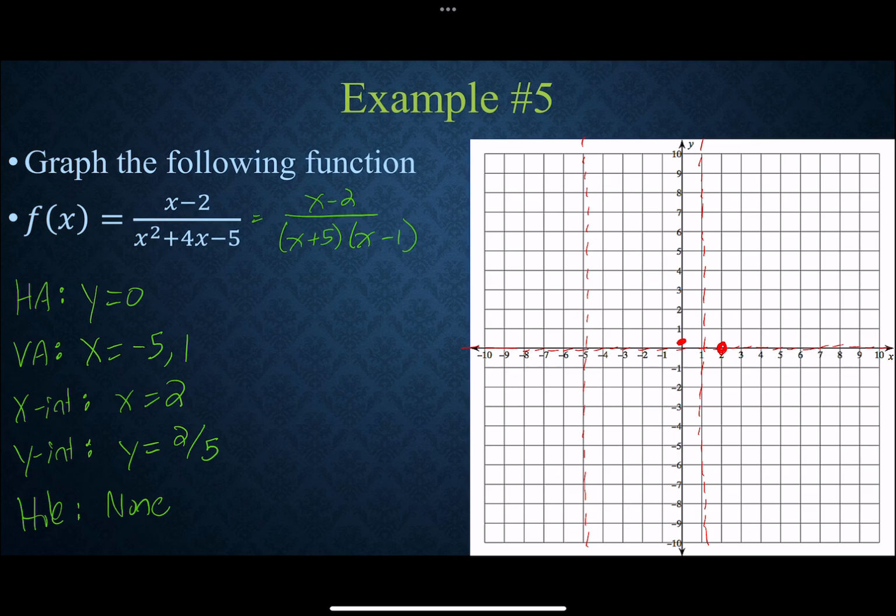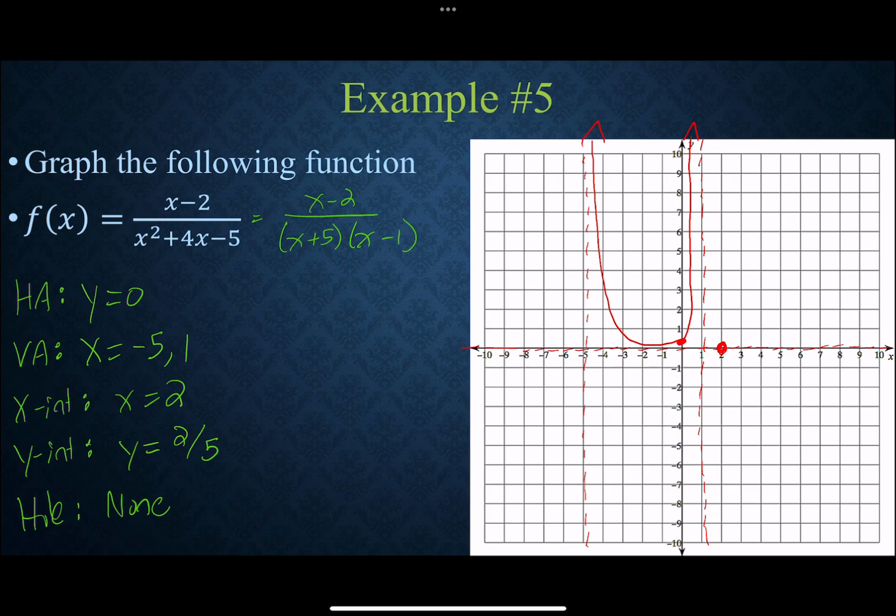For example, the middle section, we have a point, our y-intercept, clearly above the x-axis. And we're only allowed to cross the x-axis at x-intercepts. Well, there are no x-intercepts in that region, which tells me my entire curve should stay above the x-axis. Since I can't cross the vertical asymptotes, I'm going to create a graph that kind of looks like this right here. So that's my middle section.